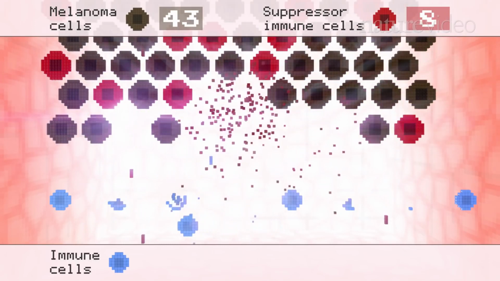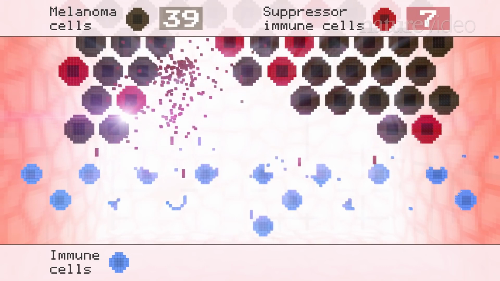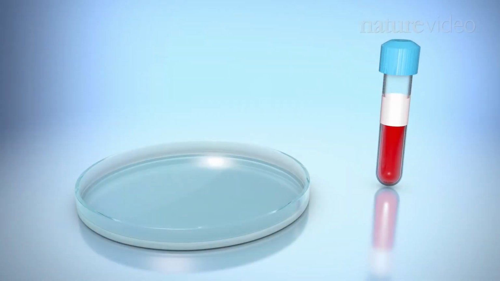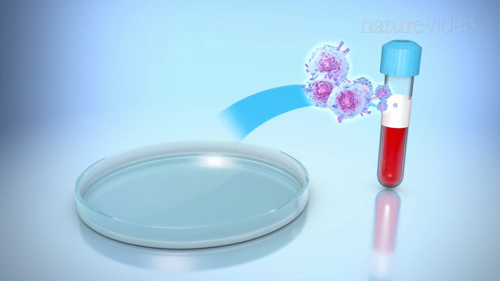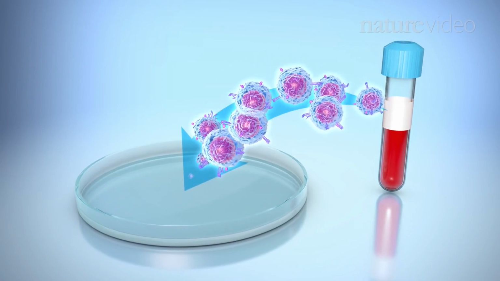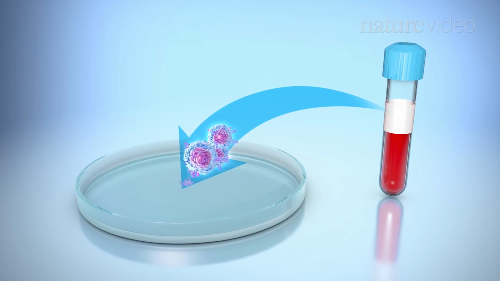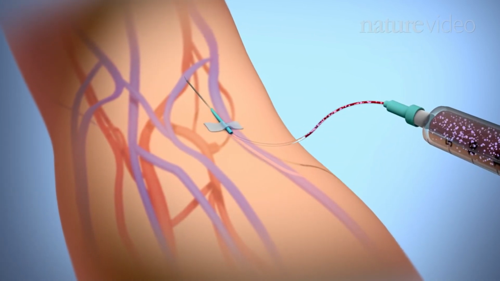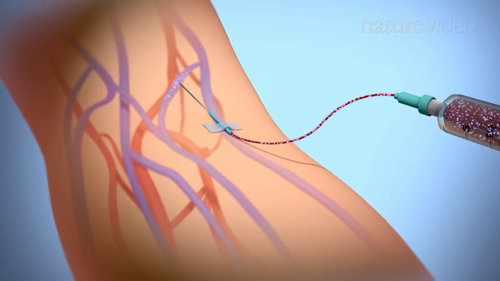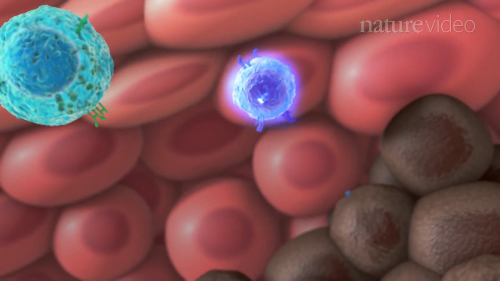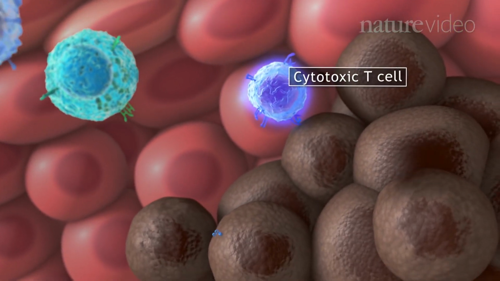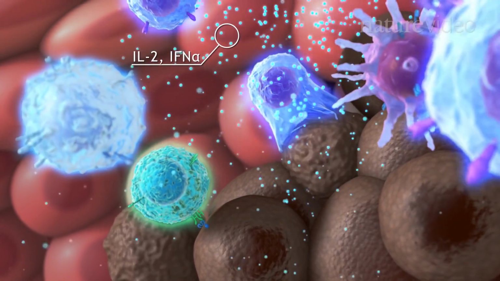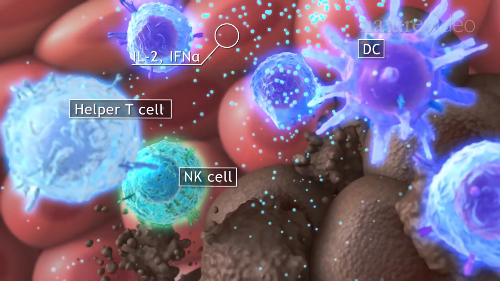Scientists are developing immunotherapies to help strengthen the immune attack. One approach is adoptive T cell transfer. Cytotoxic T cells taken from patients with melanoma are selected for their ability to attack tumor cells. The best killers are infused back into the patient. Treating patients with cytokines, such as interleukin-2 and interferon alpha, can also boost the activity of anti-tumor immune cells.